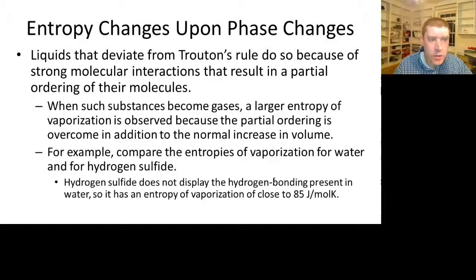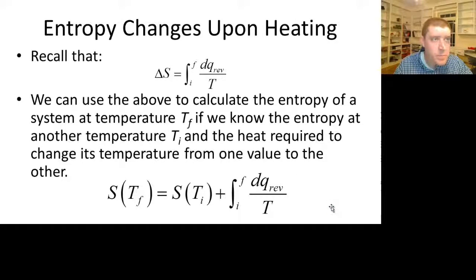So looking at the entropy of vaporization for water as opposed to hydrogen sulfide, hydrogen sulfide is fairly similar to water, except that it doesn't have the hydrogen bonding that is present in water. And so the hydrogen sulfide has an entropy of vaporization that is pretty close to 85 joules per mole K. All right, so now let's turn to entropy changes when we heat a system.